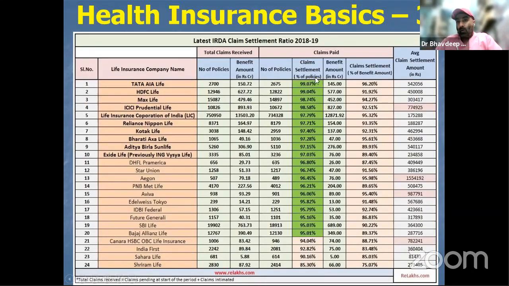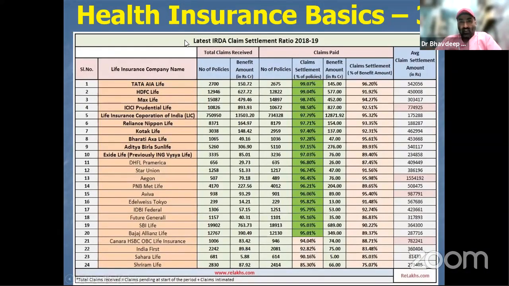The claim settlement of policies is not important. Of course, that is also important, but then all are in the 90s. So claim settlement percentage of the benefit amount is more important. So this is the CSR, claim settlement ratio, as per the latest IRDAI data. This is available for various companies.